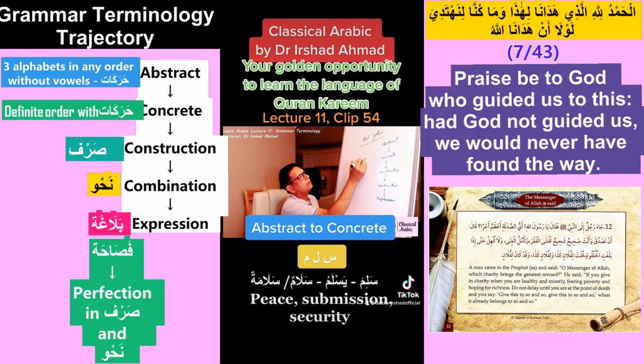So Sin, Lam, Mim, from which we get Salima, Yaslamu. Madi, Mudare, and Salamun is the masdar. Some words will have more than 2 masadar, so Salamun is one, and there's another one, Salamatun. So 2 masdars.